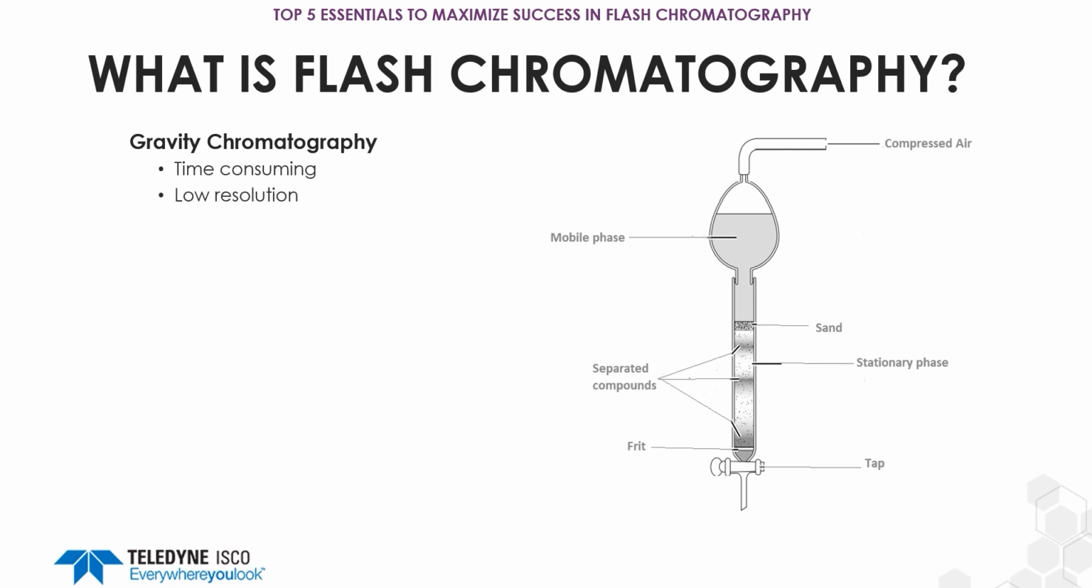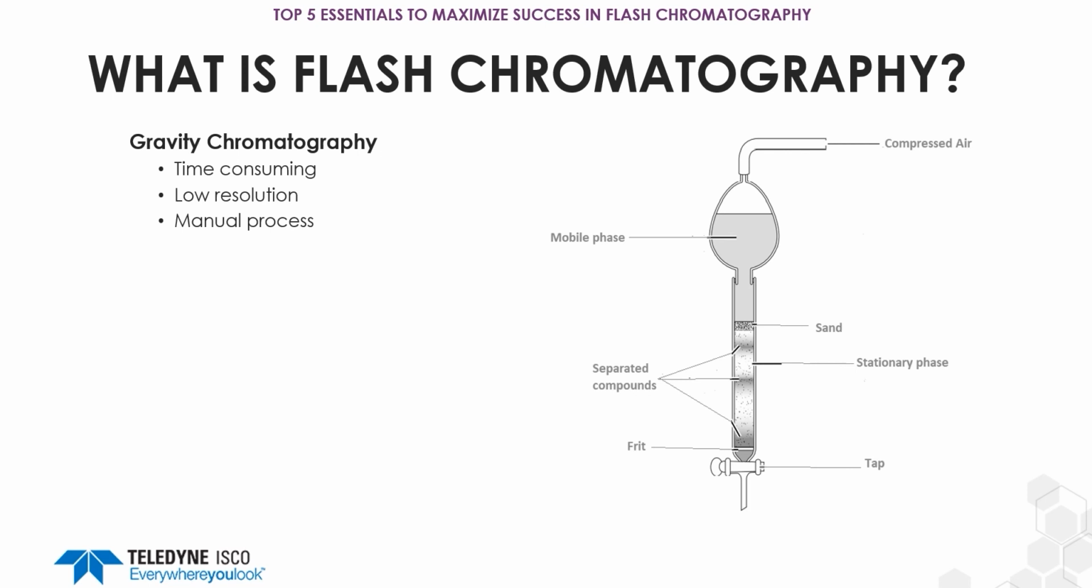And resolution is just the separation between your two different compounds. So compound 1 would elute off your column, and then compound 2 would be right behind it. It was also a manual process, so you constantly had to be there and check on things to make sure that it was running well. So it's about as much fun as watching paint dry. Watching your mobile phase trickle down your stationary phase isn't much fun.